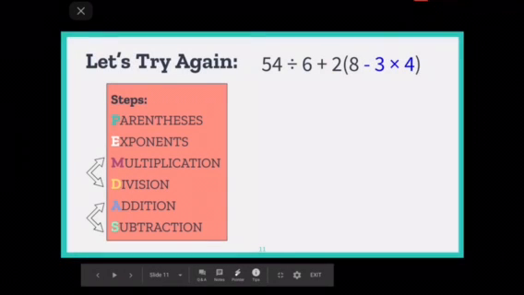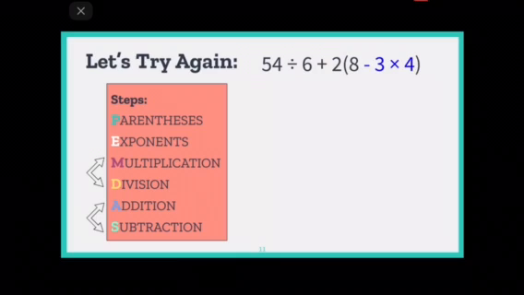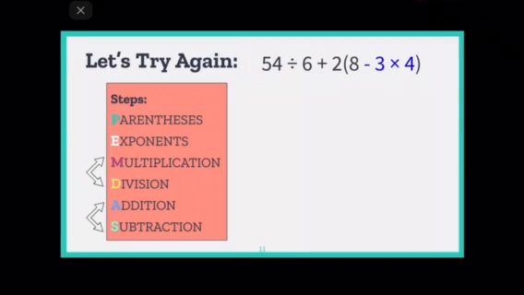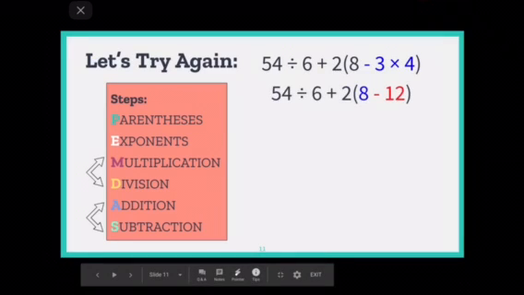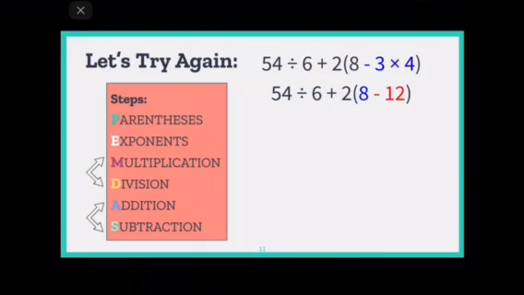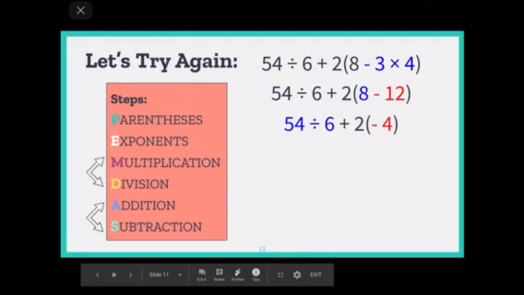Now, let's try again, but the right way, with PEMDAS. So here, we'll start with parentheses, since that is the first step. In this parentheses, we have 8 minus 3 times 4. Now by using PEMDAS, we know that multiplication comes before subtraction, so we'll start with that. Negative 3 times 4 equals negative 12. Next, we'll continue with the parentheses. So 8 minus 12 equals negative 4.